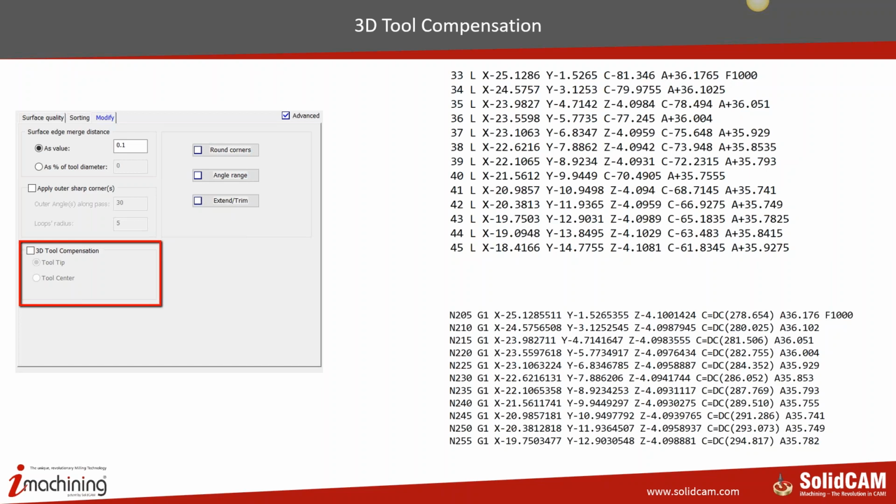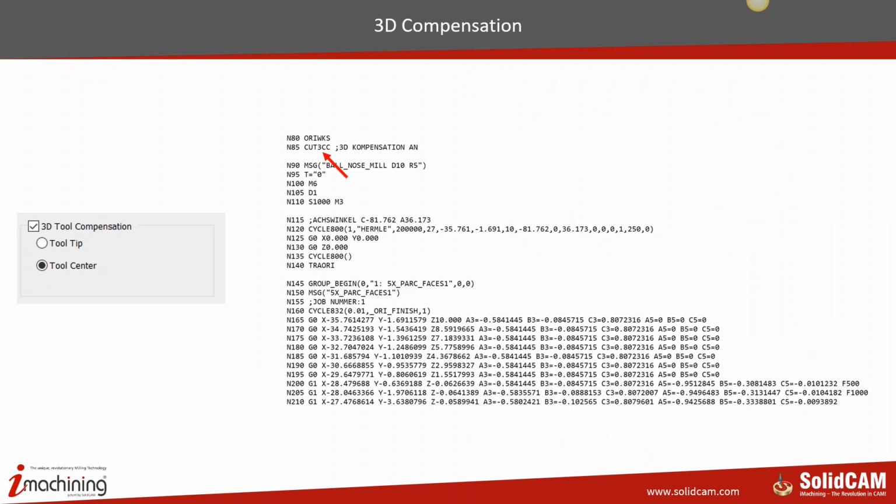The moment you switch it on, if it's a Siemens output, you will get this function called cut3cc, which is basically switching on the 3D compensation. And in your toolpath, you will see X, Y, Z, A3, B3, C3, the tool vectors, and then you have A5, B5, and C5, the surface normals. Okay, so you get all the 6. Now, what is the advantage here? The advantages are quite a lot.